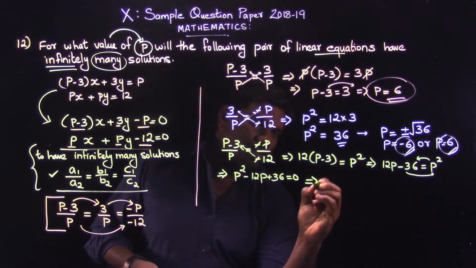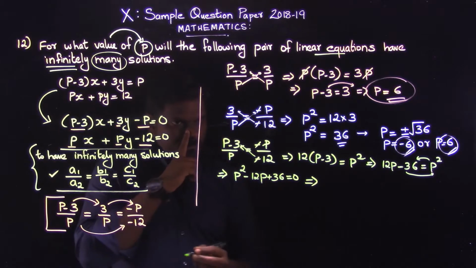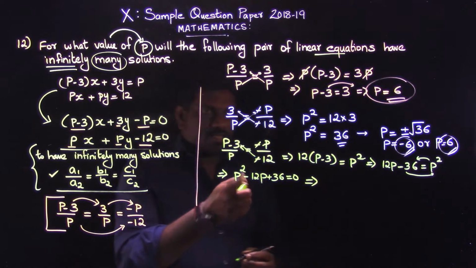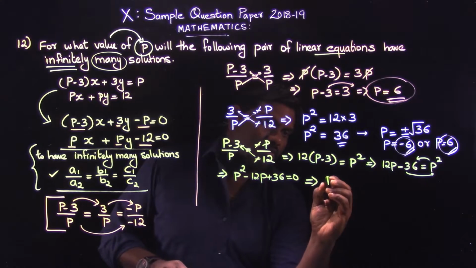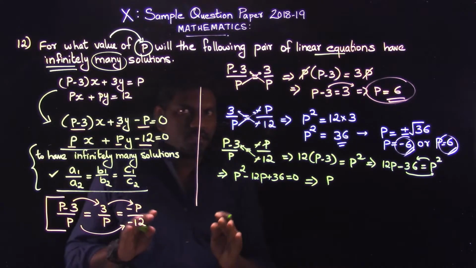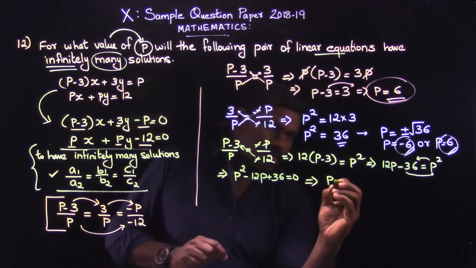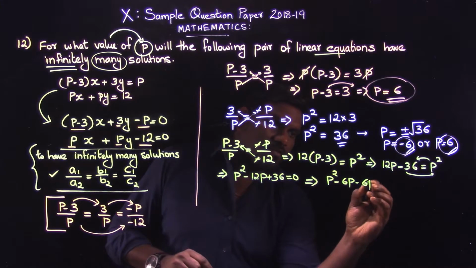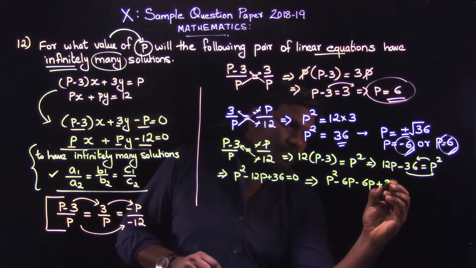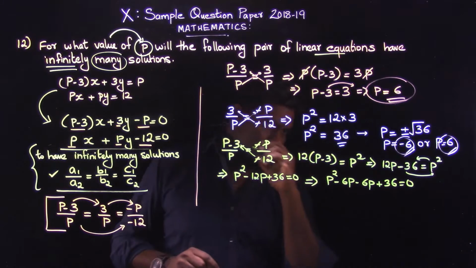And if you are solving this one, you will properly see 6 and 6 splitting the middle terms, and here I don't want to explain that. If you have any doubt, you can ask me. (6 minus P) square minus 6P minus 6P, okay, I will write it in a bit more detail. 36 is equal to 0.